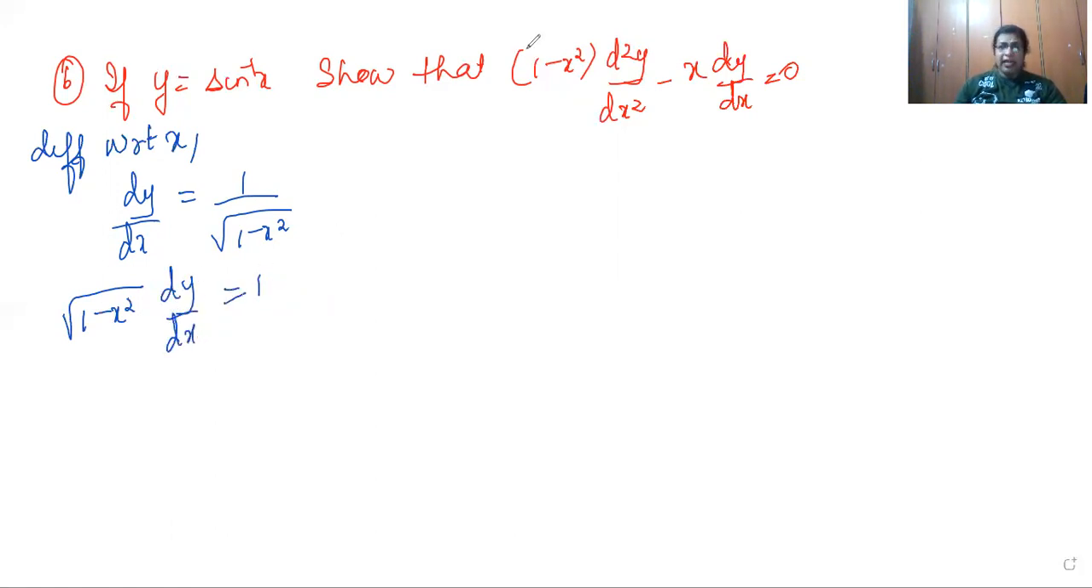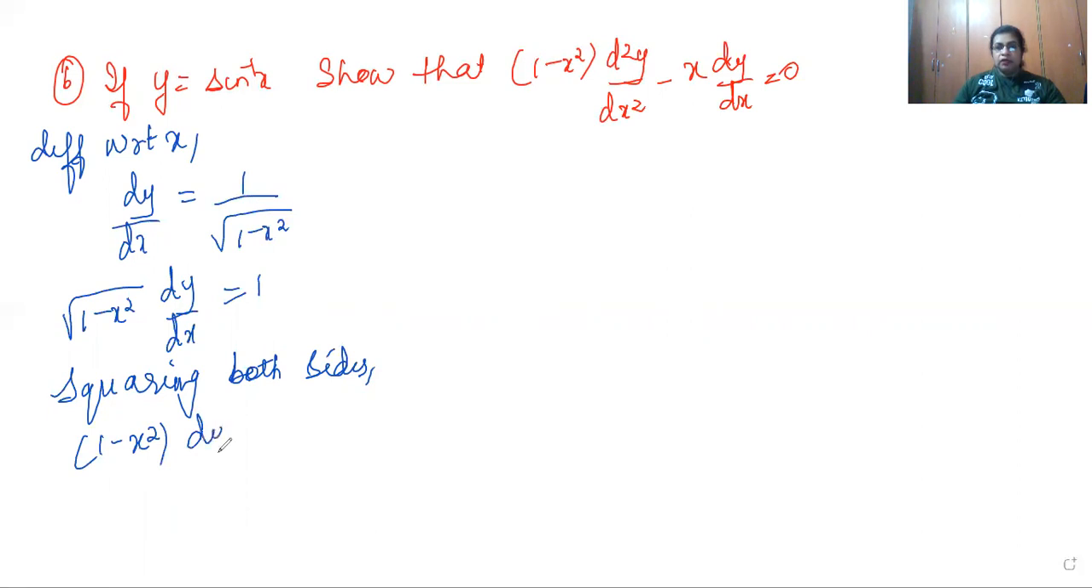As I see the root and I look into the answer, in the answer there is no root. So immediately what should come to my mind? How to get rid of the root? Squaring both sides. So if I square both sides, 1 minus x square, the root will get cancelled. So you are left with just 1 minus x square. Here it will be dy by dx the whole square is equal to 1 square, which is 1.